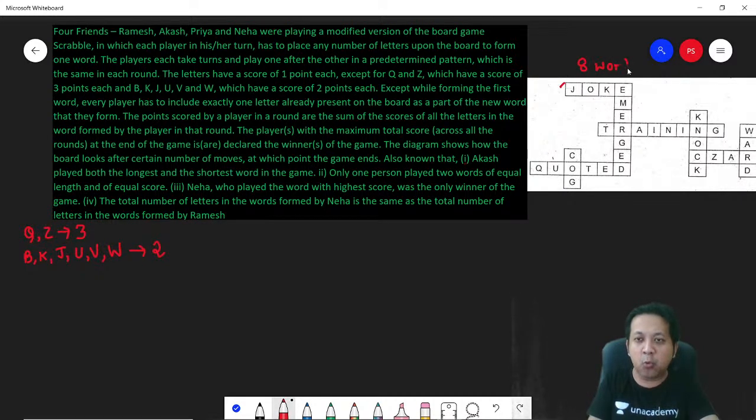And remember, 1 player forms 1 word in 1 round. So 8 words, 1 word per player in each round. So can I say there were 2 rounds and the total words formed by each of the players is 2 words each? Will you agree? Again, I will repeat: a total of 8 words, 4 people, they form 1 word in 1 round. So there were a total of 2 rounds and 2 words formed by each of the players, right?